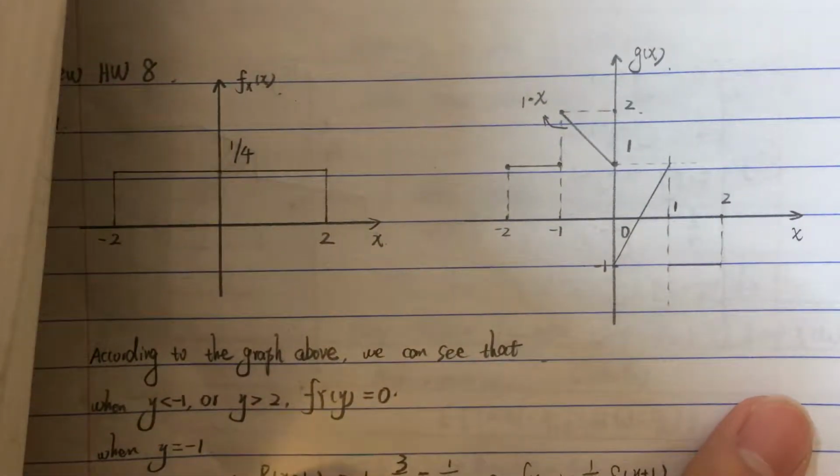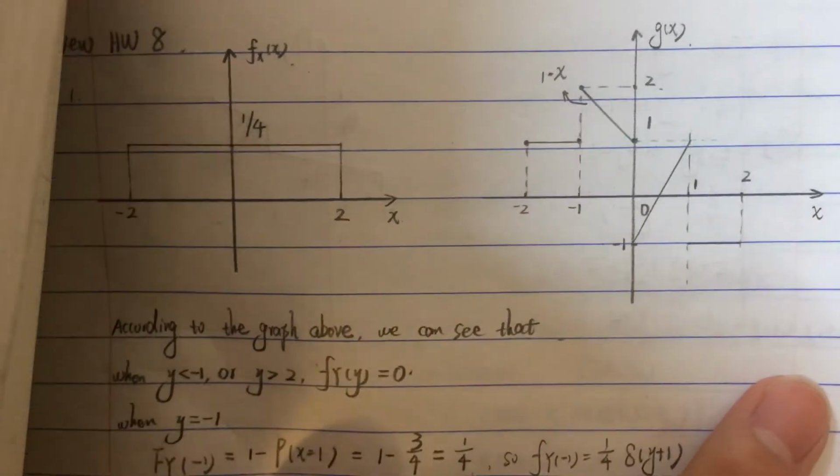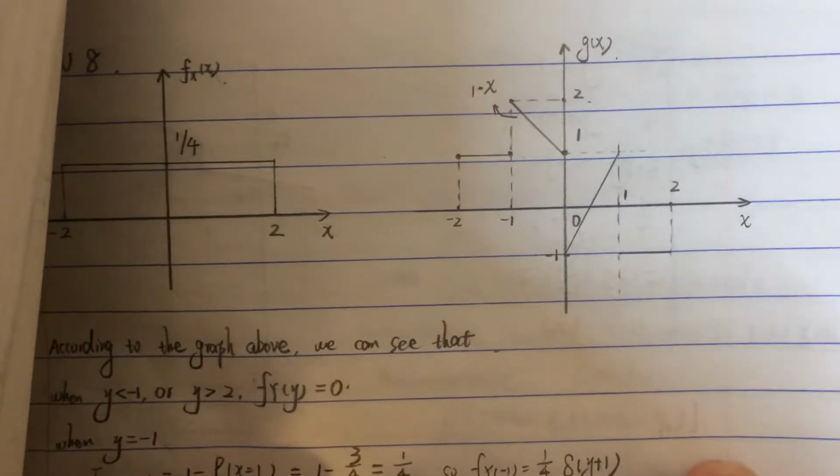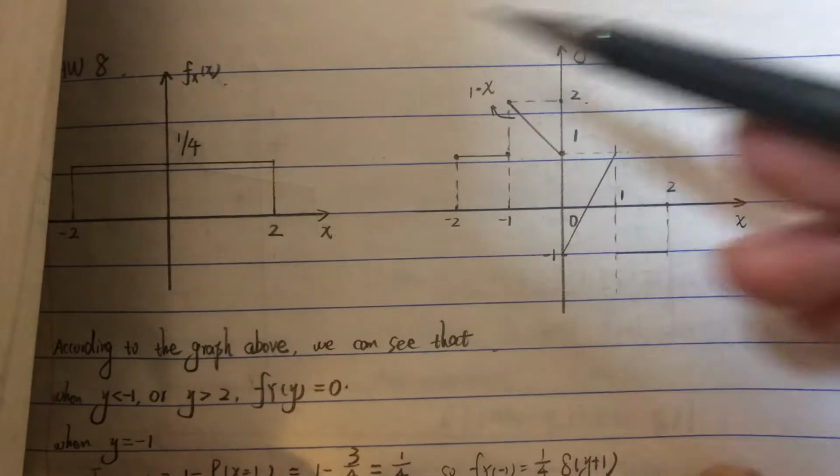First, let's do question 1. According to the question, we can draw the graph of g(x) like this.